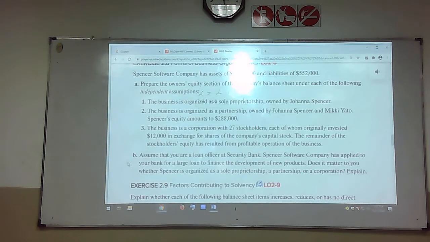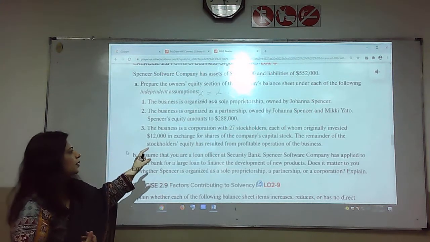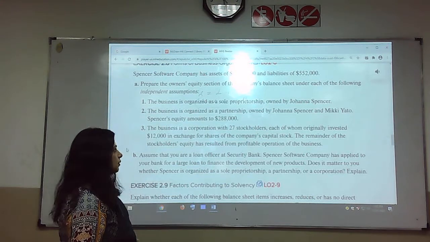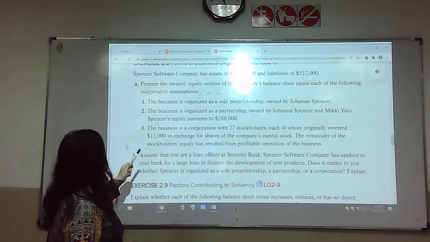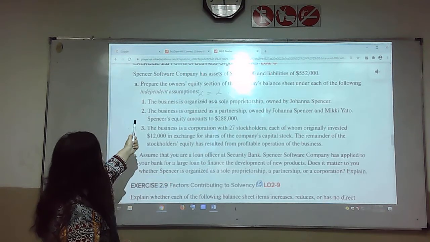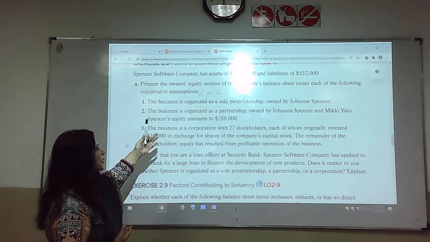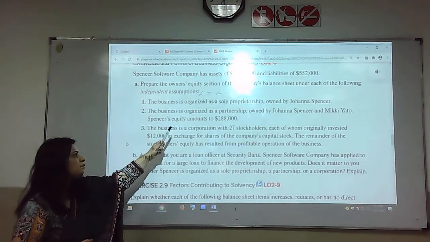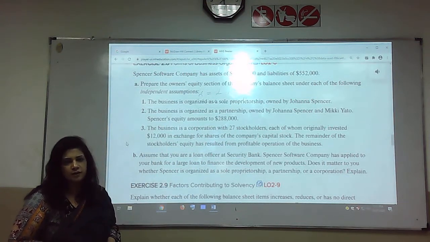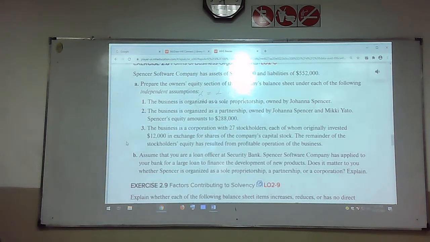Now let me read the question to you. First of all, the business is organized as a sole proprietorship concern and is owned by Johanna Spencer. They have asked you to inform about the owner's equity section. So part 1 would be simply this accounting equation, assets minus liabilities. Let me calculate the value for you.